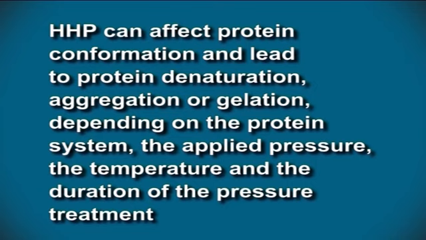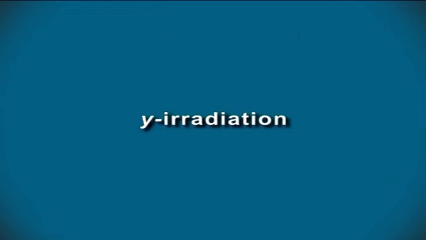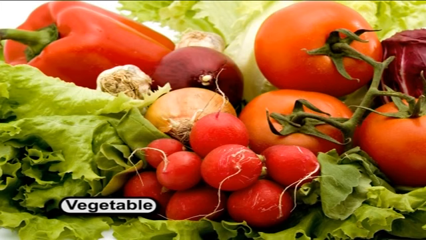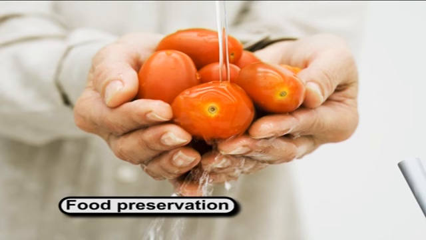HHP can affect protein conformation and lead to protein denaturation, aggregation, or gelation depending on the protein system, the applied pressure, the temperature, and the duration of pressure treatment. Gamma irradiation. Fruits and vegetables can be treated with gamma irradiation to extend shelf life. Irradiation is a physical treatment involving direct exposure to electrons or electromagnetic rays for food preservation and improvement of safety and quality.